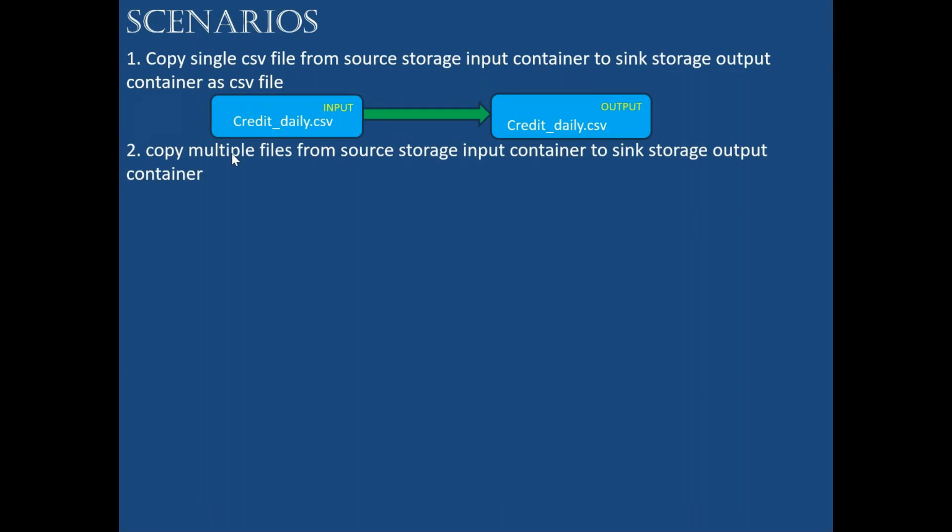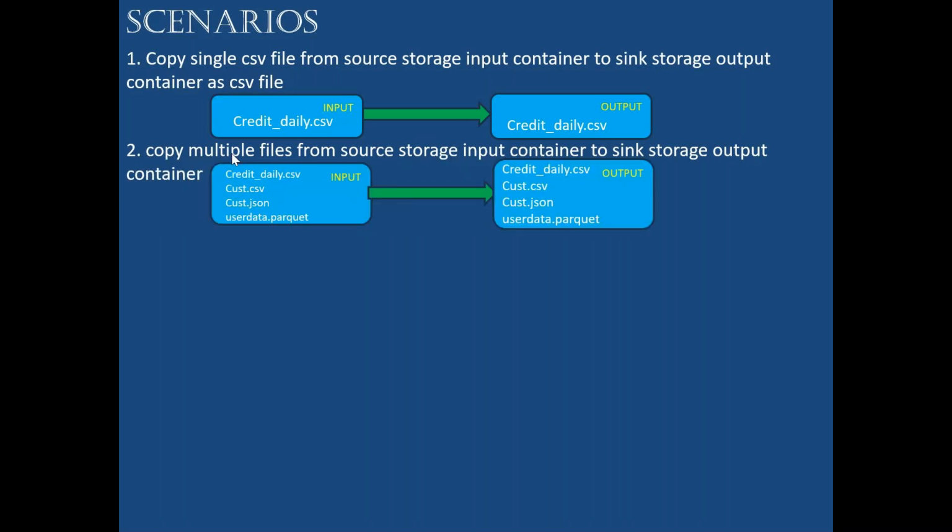Second thing is to copy multiple files from the source storage input container to the sink storage output container. For example, in the input container, I have two CSV files, one JSON file, one Parquet file. So I want to bring all of them into the output folder. This is the second scenario we are going to cover today.